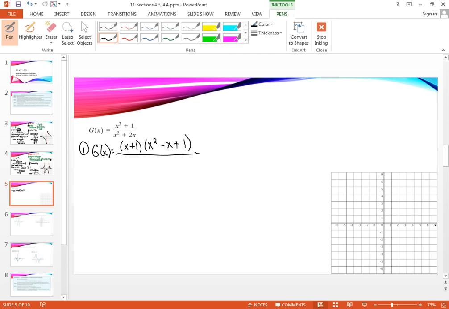On the bottom, I can pull out an x. So my domain, set of all the elements x such that, let's see, x can't be 0. And x cannot be -2.